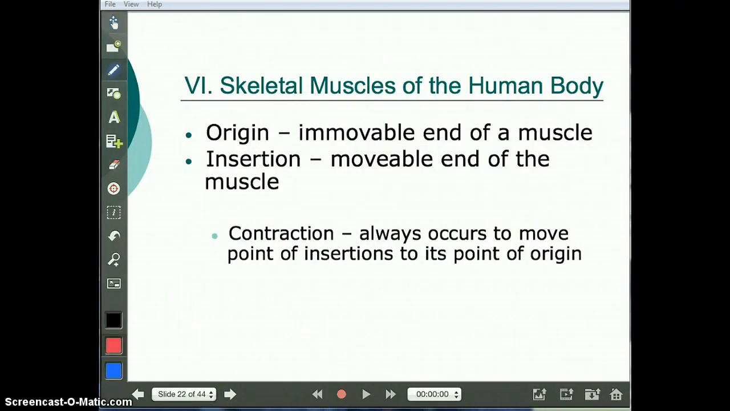Remember that every muscle that we do have is attached at least two different points. The point where it does not move, immovable, and the part that does. So every time you do a contraction, it goes from the point of insertion towards the point of origin. So insertion always goes towards the origin.